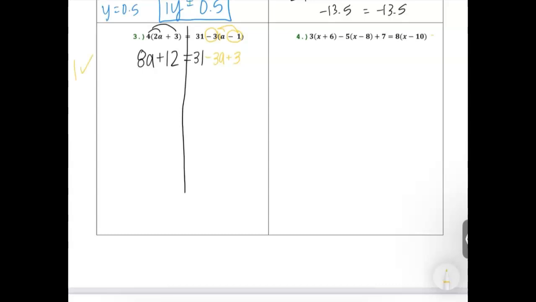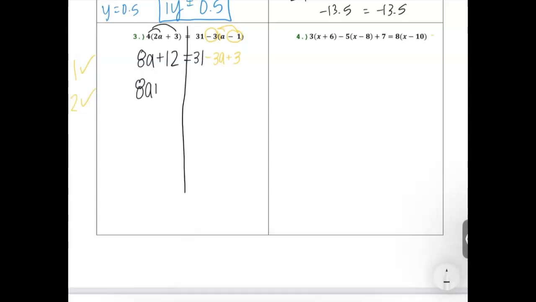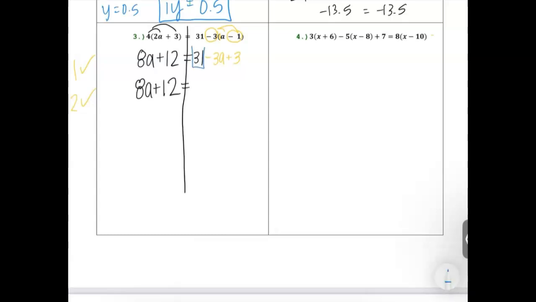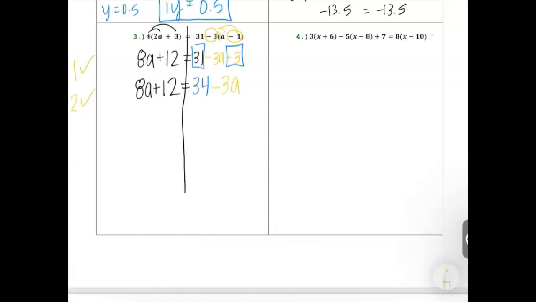Step 1 was to take care of parentheses. Step 2 is to combine like terms. This left side, everything is combined. We cannot combine A tiles with unit tiles. But this right side, if we have 31 positives and then 3 more positives, we have 34 positives on this side, but now we still have those negative 3A tiles.